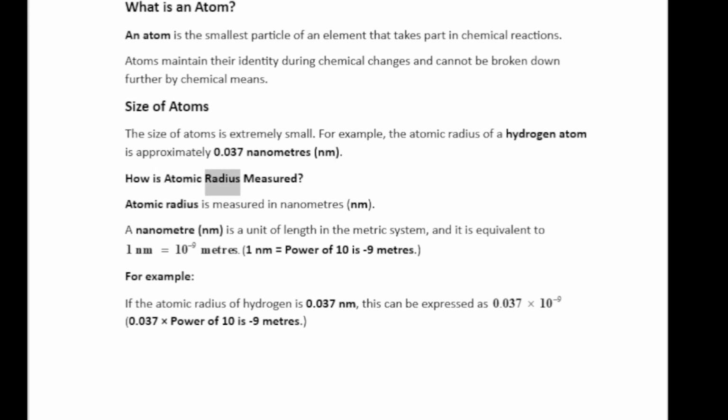How is atomic radius measured? Atomic radius is measured in nanometers, nm. A nanometer is a unit of length in the metric system, and it is equivalent to: 1 nm is equal to 10 to the power of minus 9 meters. For example, if the atomic radius of hydrogen is 0.037 nm, this can be expressed as 0.037 times 10 to the power of minus 9 meters.